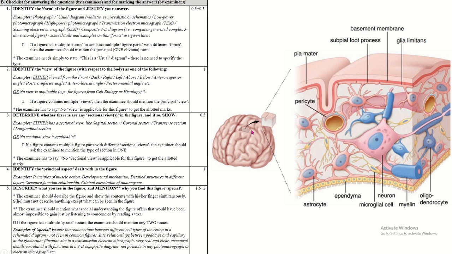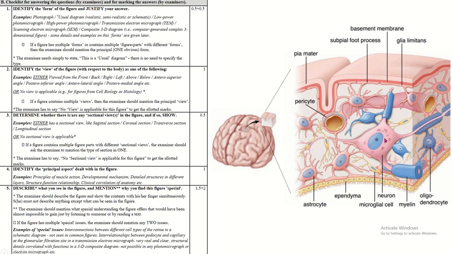In this small part of the figure, the anterolateral view is present, but for this figure there is no view applicable. So there is no view here, and no sectional view is present here, because in cell biology and histology, there is no sectional view. Only a cross section of the outer portion of the cerebrum is drawn here. The principal issue of this figure: the distribution of the neurons and neuroglia is drawn, and the relationship between neuron and different neuroglia is also seen in this figure.